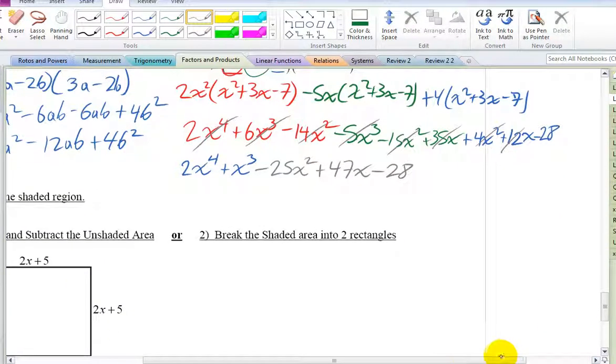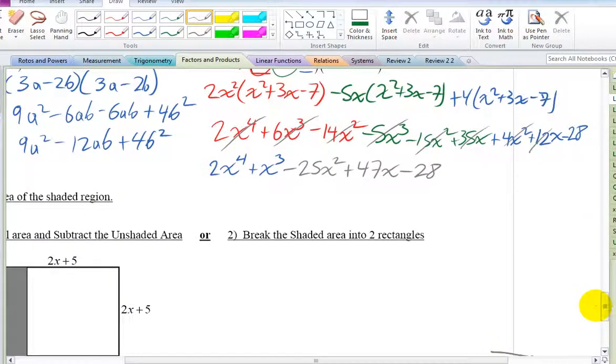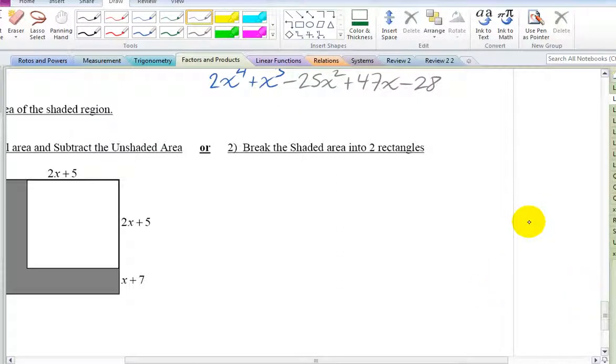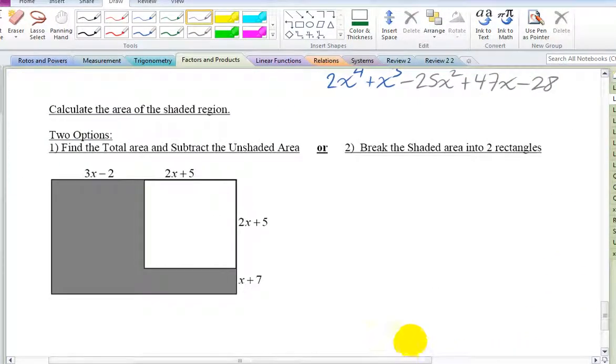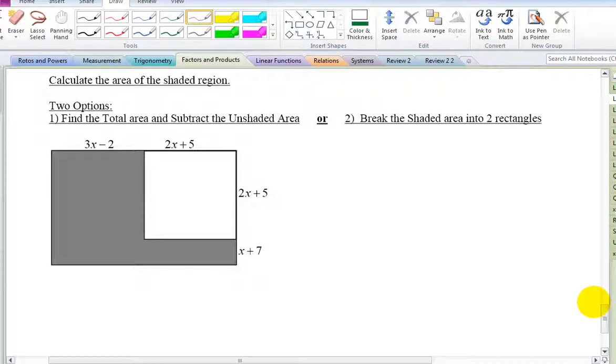Last one here. This is an application. This is classic. You're going to see this for sure. Okay. So what we're doing is find the area of the shaded region. You have two options. Option number one, we always try and force you to use. So I'm only going to teach that. I'll talk about and kind of briefly talk about number two. That's a little more basic though. But we really force you for number one.